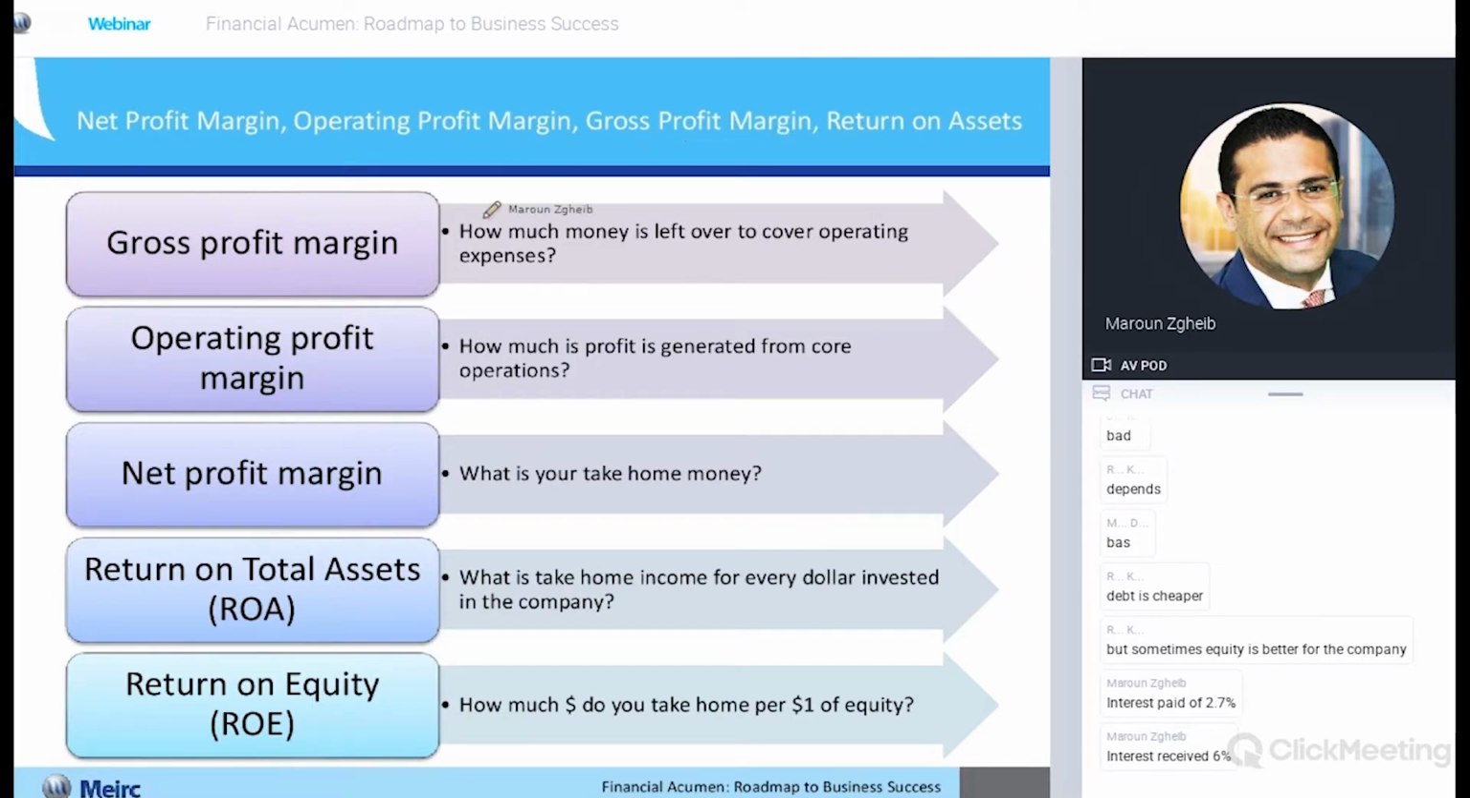The other type of analysis is the profitability analysis. We need to analyze our income statement. We need to analyze our profitability. How is my gross profit margin performing? How are my operating profit margin, net profit margin, return on total assets, and return on equity?